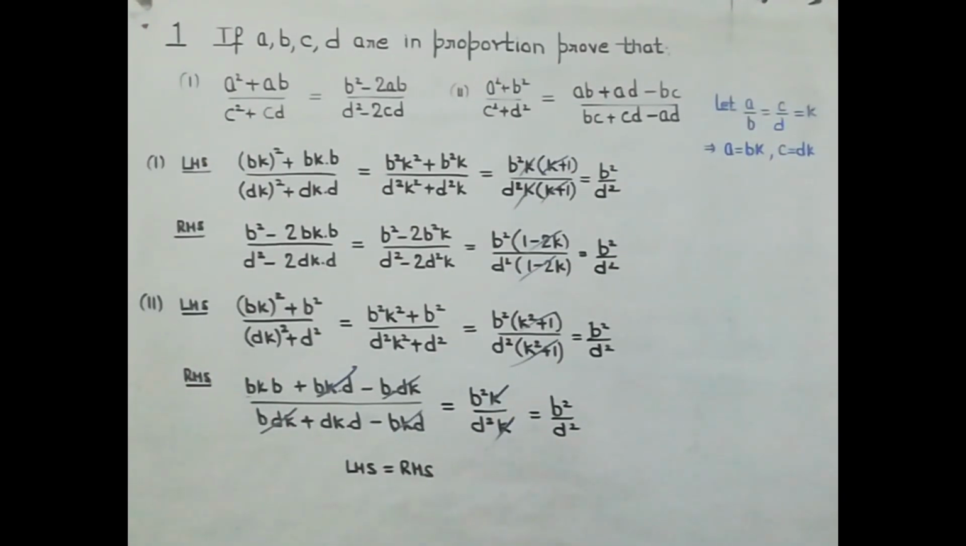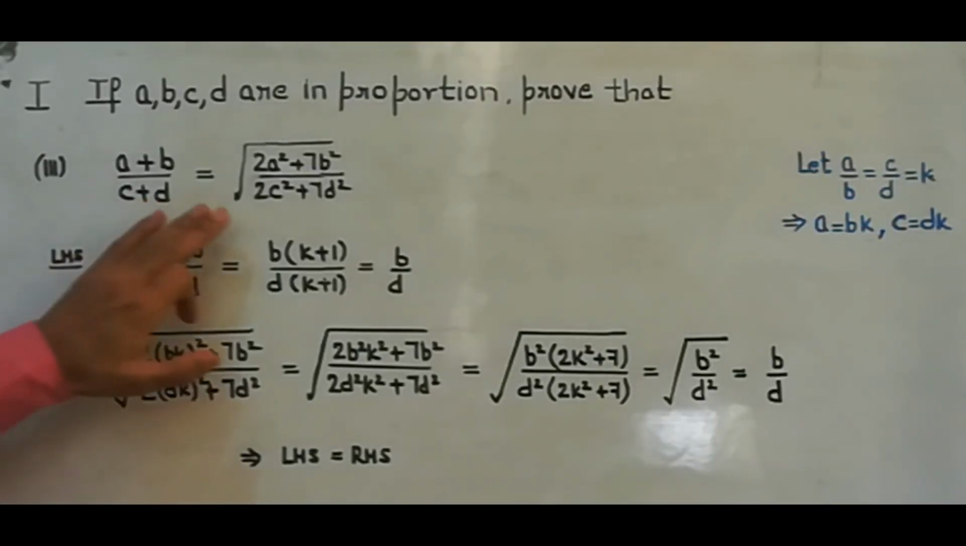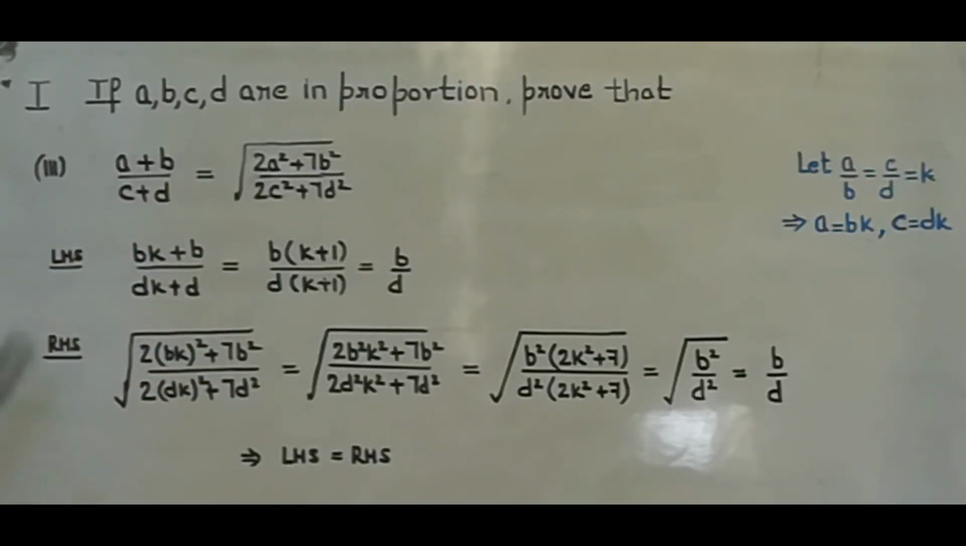This is clear to you, so you can copy it down. We have to prove LHS is equal to RHS. Now on the LHS, we are going to replace A and C. As you can see, A is to be replaced by BK and C is to be replaced by DK. So wherever we are getting A and C, we are replacing A by BK and C by DK.